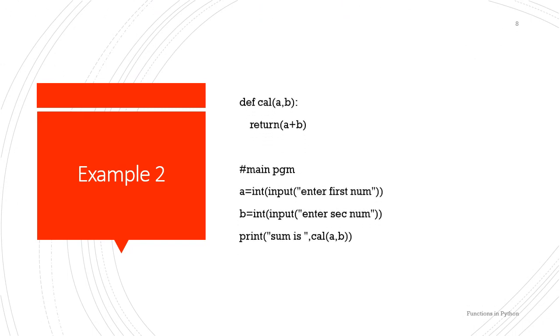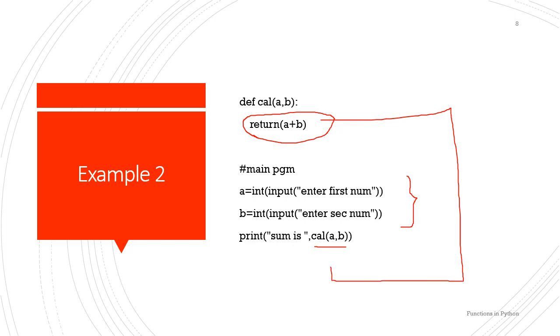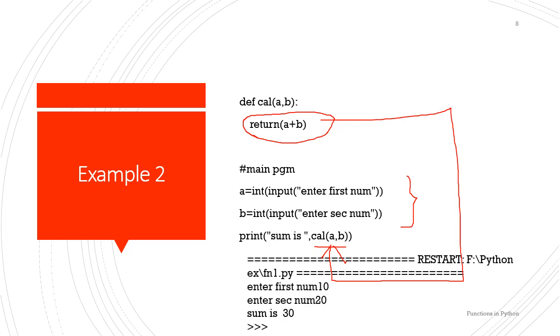Another example. Here this function is returning a value or expression to the caller. So again we are defining a function cal which accepts two parameters a, b, and this function is returning a value to the caller. So what changes are to be done in the caller? Here also we are accepting two inputs from the user. We are calling the function, and this function will return a value. That value is printed by this print statement. The result is the same, but this function is defined in a different way.